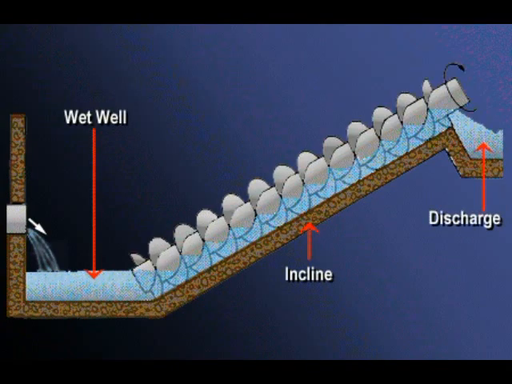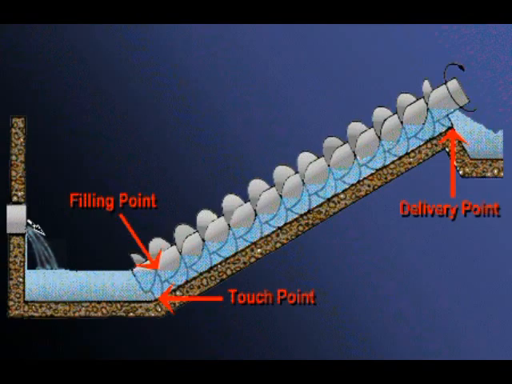In this example, the wastewater enters the wet well from the left. Rotation of the screw carries the wastewater up the incline and discharges it into the channel at the top. Adding a bit more detail to the same diagram, note the filling point, the touch point, and the delivery point. The elevational distance between the fill point and the delivery point is the lift of the pump.